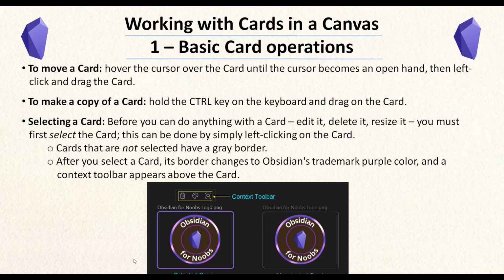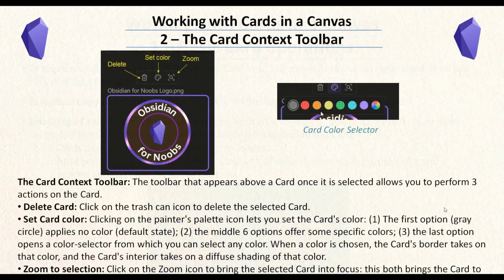When you select a card, not only does the border become purple, but a context toolbar appears above the card. And we'll talk about that next. Okay, working with cards, the card context toolbar. As you just saw, when you select the card, the border turns purple, and this little toolbar appears above the card. That card context toolbar allows you to perform 3 actions on the card. The first icon lets you delete the card. The second icon lets you set a color for the card.